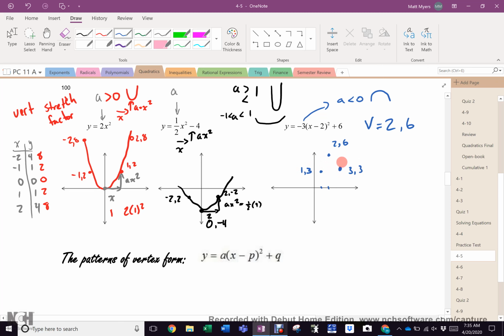Where's my next dot going to be? Because I want 5 dots. I'm going to go over 2. I normally go down 4, but I got to go down 3 times 4. So over 2, which takes me out to 4, and then down 3 times 4, right? Because I go over 2, square it, so I'm going to go down 4, but I go down 3 times 4, so I got to go all the way down to negative 6. So that's 4, negative 6, and of course over here is going to be 0, negative 6. And that's what it's going to look like.